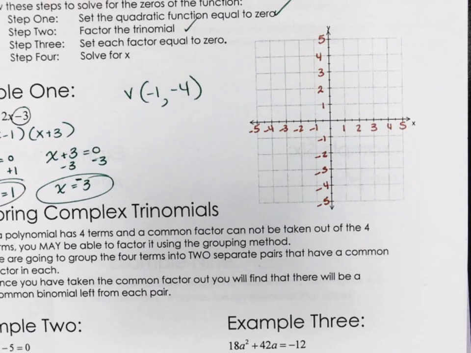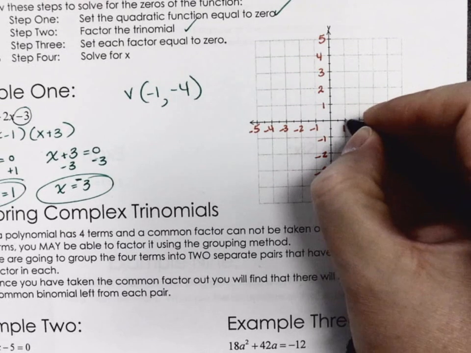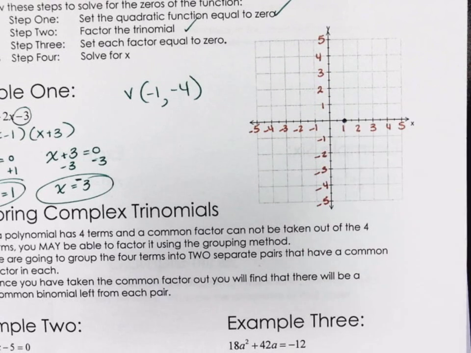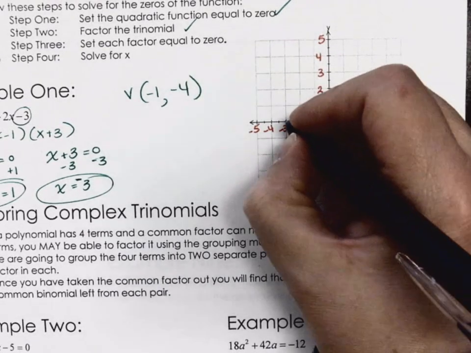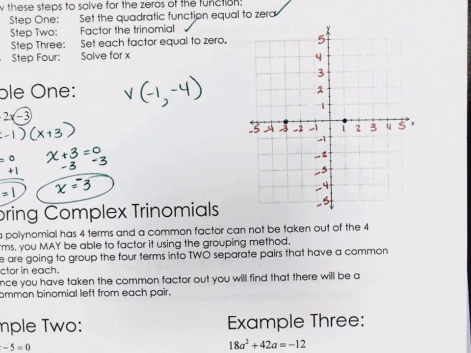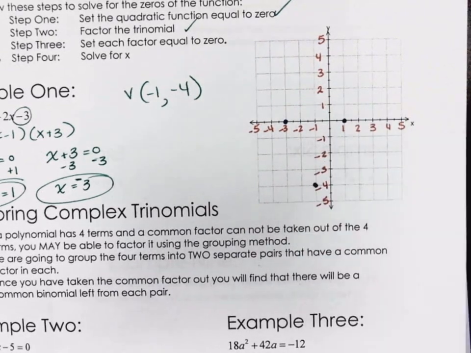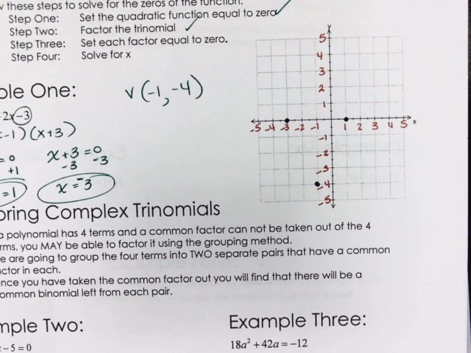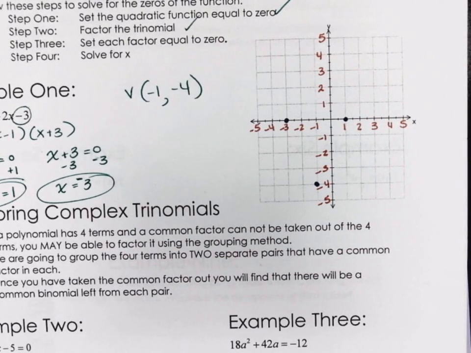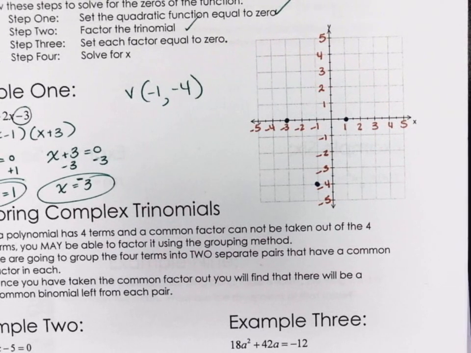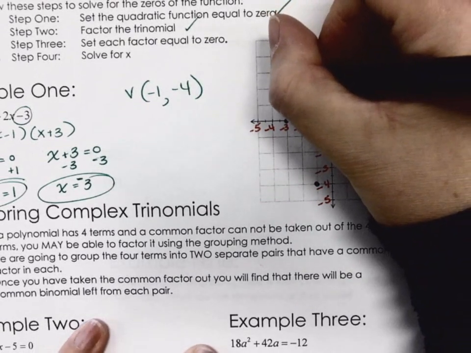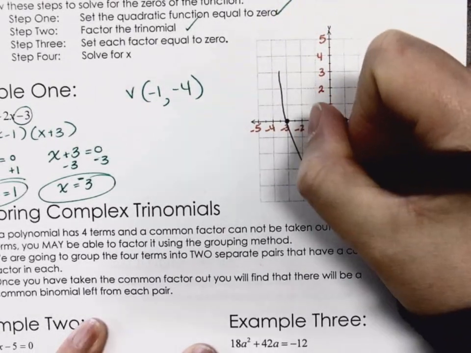Okay, so I'm going to graph the 3 points I know. I know I have an x-intercept at 1. I know I have an x-intercept at 3. And I know I have a vertex at -1, -4. Do I need to graph more points in this? Probably not. I think I'm good here. I've got some critical points marked on my graph, and now I've got to connect them with a smooth curve.